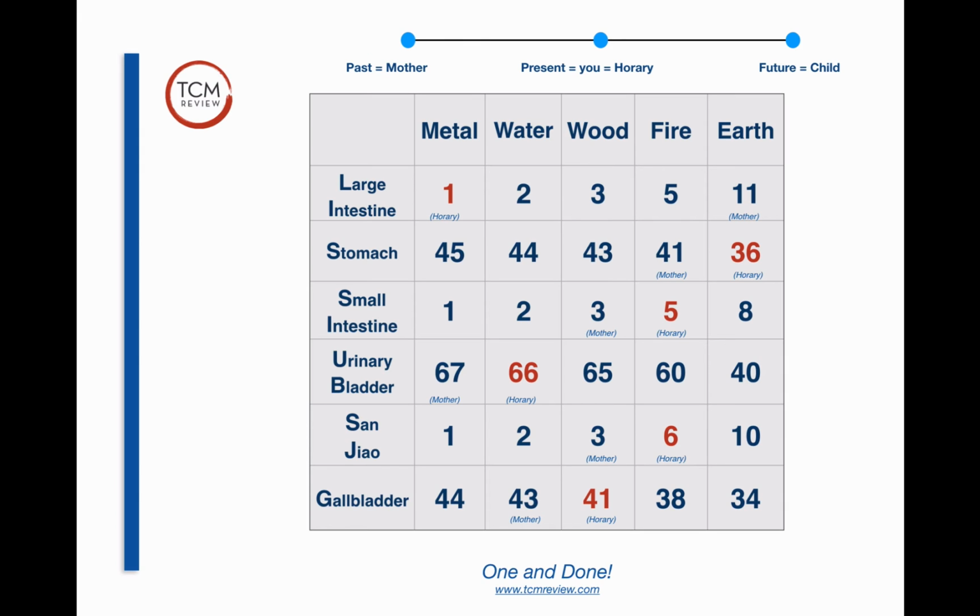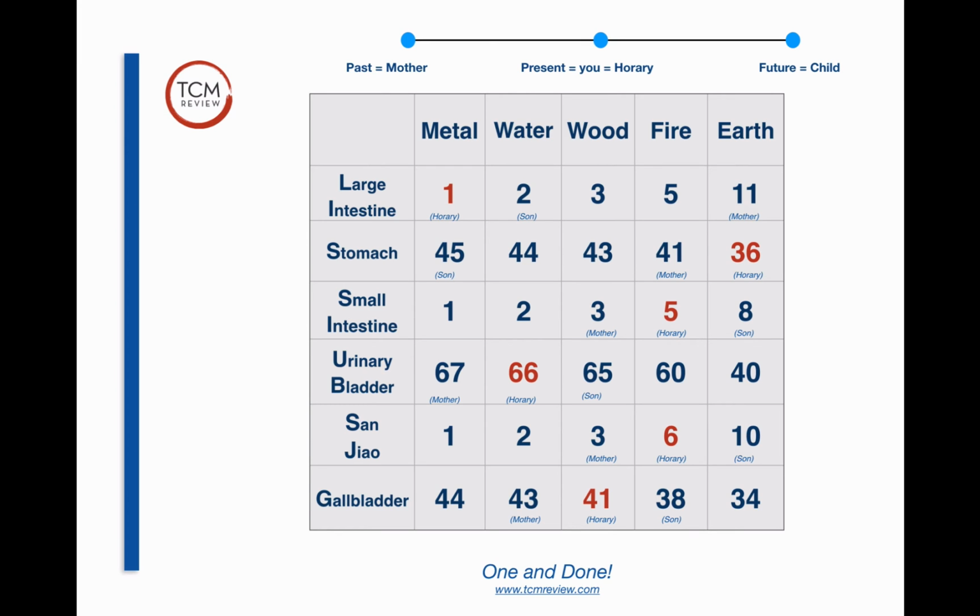So the child point is 1 to the right. So for large intestine, that would be large intestine 2. For stomach, we would circle around, so it'd be stomach 45. For small intestine, it would be small intestine 8. For the bladder, it would be bladder 65. For Sanjiao, it would be Sanjiao 10 or triple energizer 10 or triple burner 10. And then for gallbladder, it would be gallbladder 38.